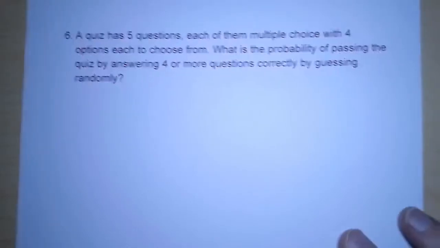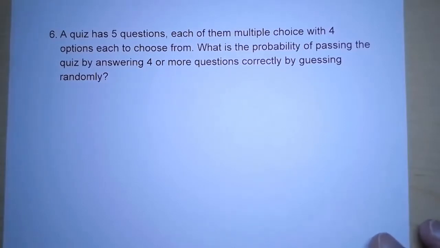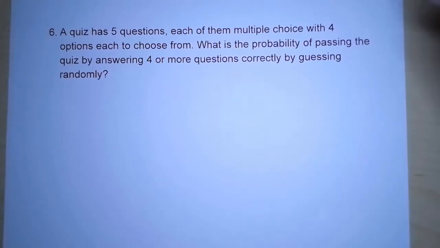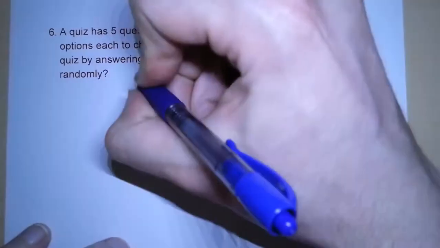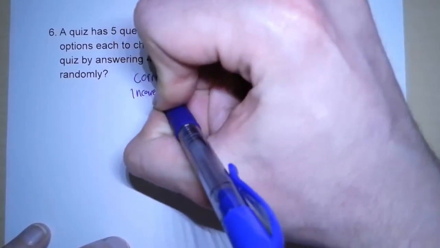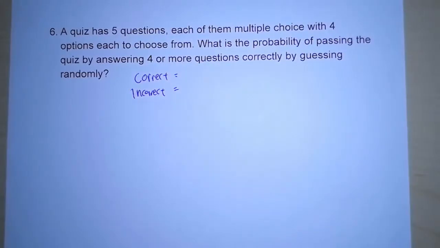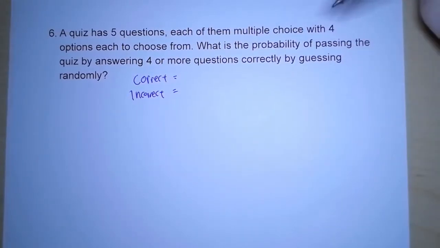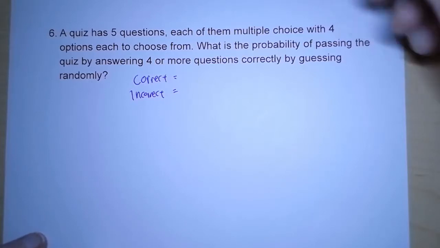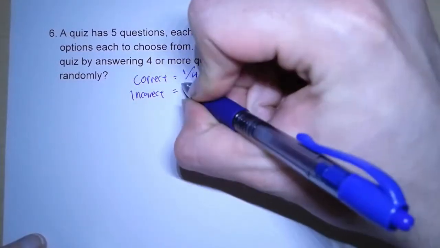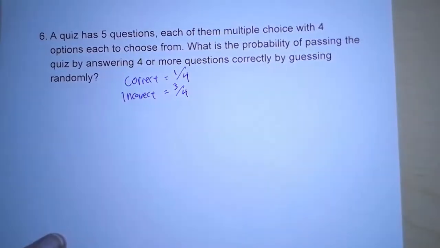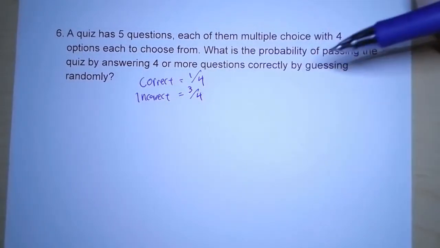Now on the last page, now we're not talking about coins, now we're talking about multiple choice questions on a quiz. And some people think, well, that's not binomial. Well, sure it is. You have two outcomes. You could either guess correct or incorrect. Now, if you're just guessing purely randomly, what are your chances of guessing correct? Well, your chance of guessing correct is 1 out of 4, because there's 4 different answers to choose from. And so your chances of getting an incorrect answer is 3 out of 4.